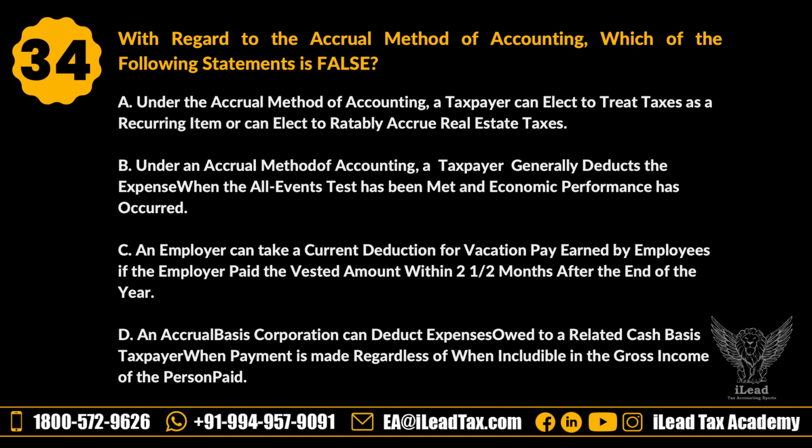Option C. An employer can take a current deduction for vacation pay earned by employees if the employer paid the vested amount within 2.5 months after the end of the year. Option D. An accrual basis corporation can deduct expenses owed to a related cash basis taxpayer when payment is made, regardless of when includable in the gross income of the person paid. Let's see the answer.